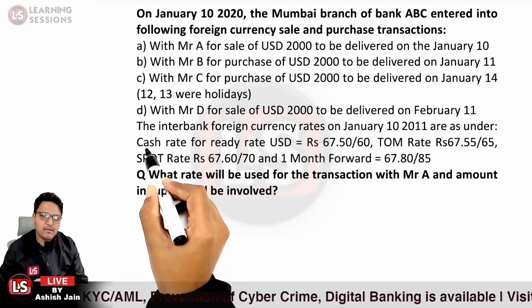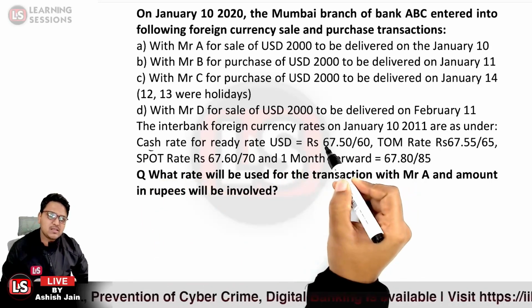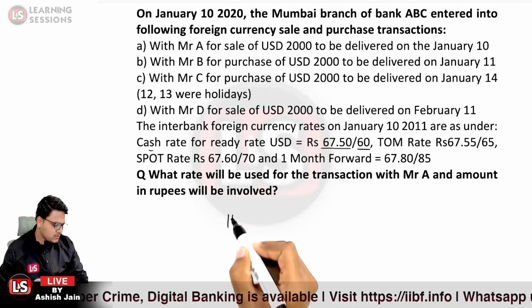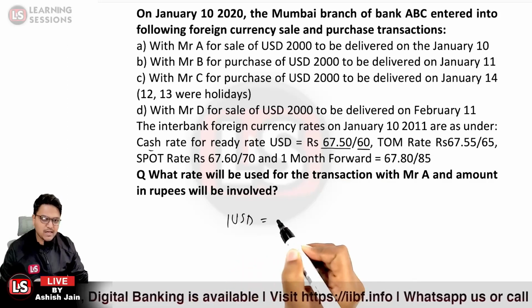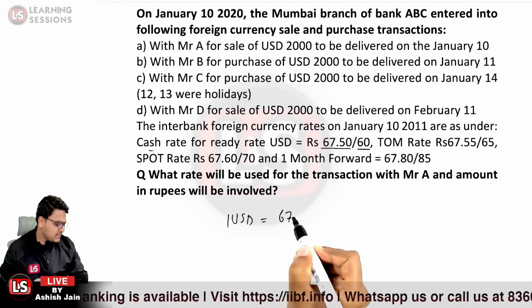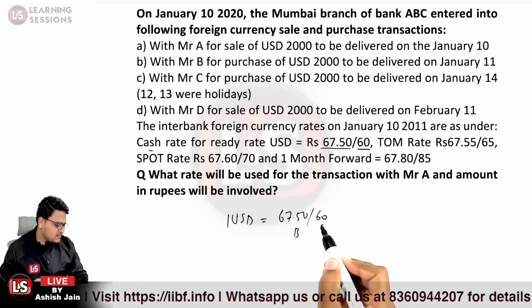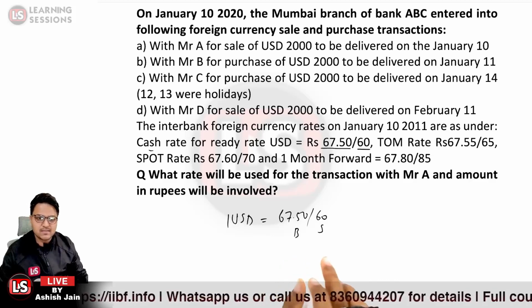So what is the ready rate given to us? It is given to us to be 67.50/60. So let me write this over here. This is a ready rate or cash rate, we can say. It is 67.50/60. This is a buy rate and this is a sell rate. This is a buy rate, this is a selling rate.